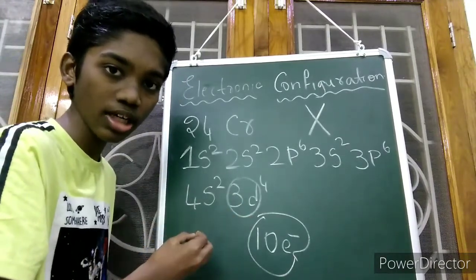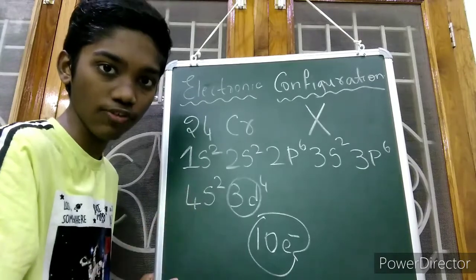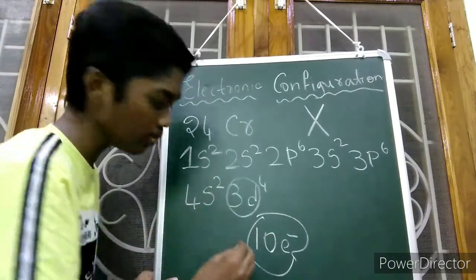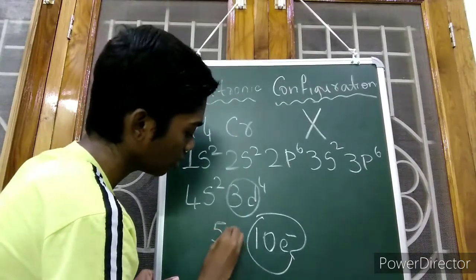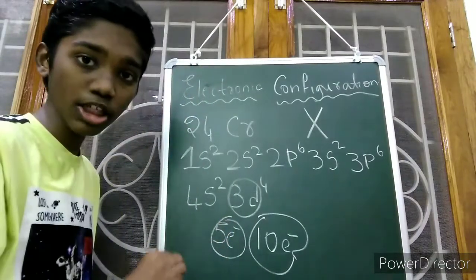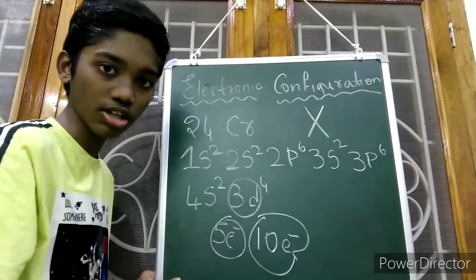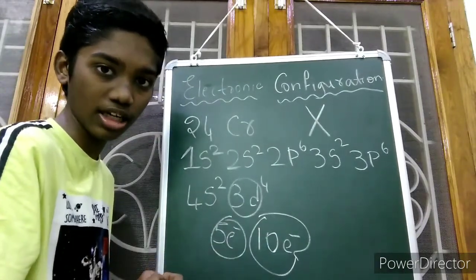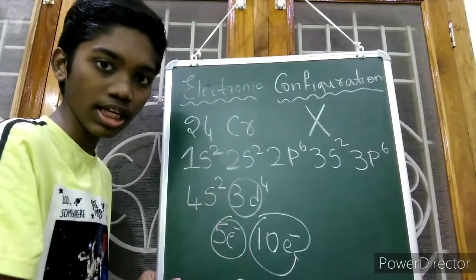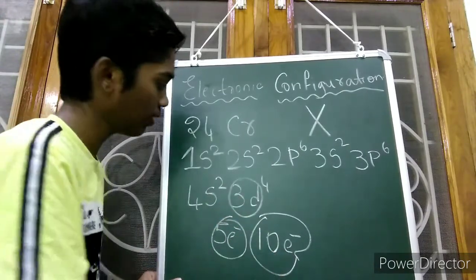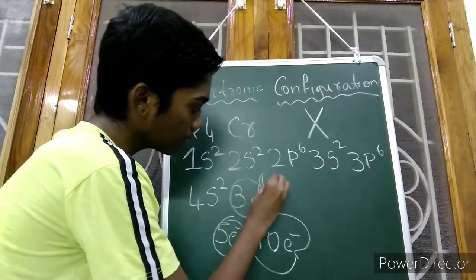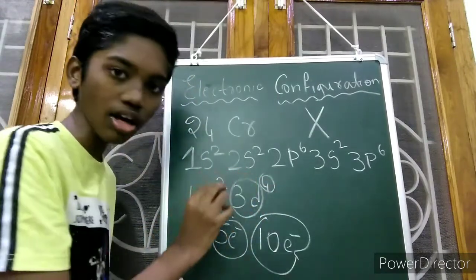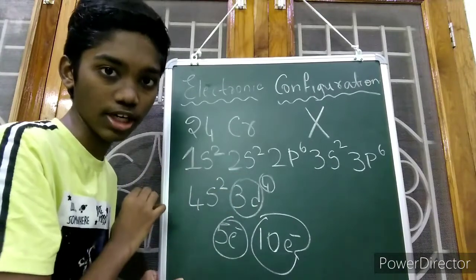To get stability, it must be half filled or fully filled. The total capacity is 10, so it must be half filled, containing 5 electrons, or fully filled, containing 10 electrons. If it is half filled or fully filled, it will get extra stability. Here it is not. If you observe, the 3d orbital contains only 4 electrons. It is neither half filled nor fully filled.